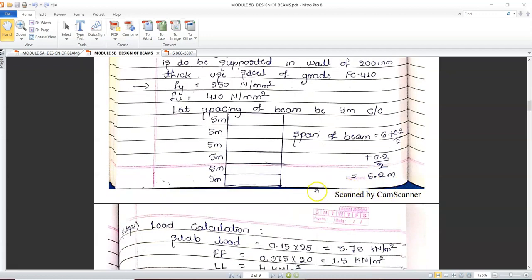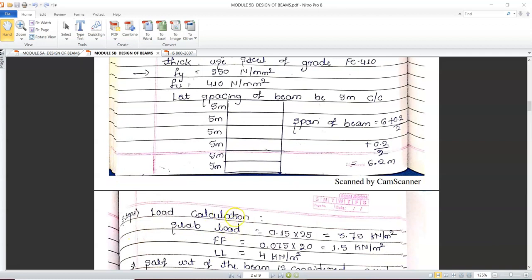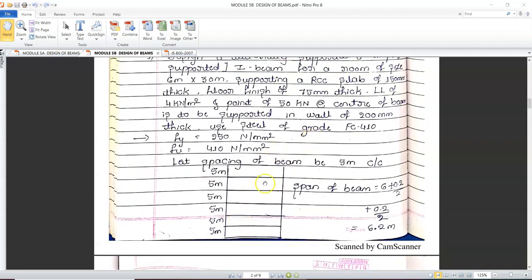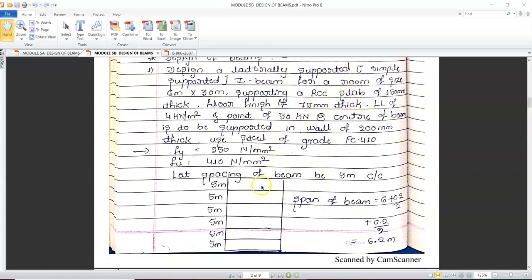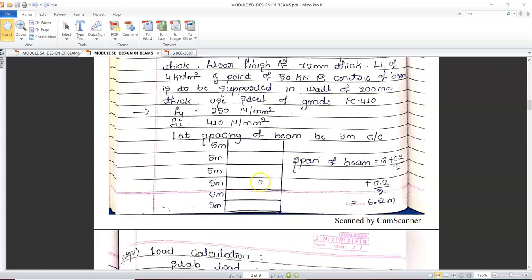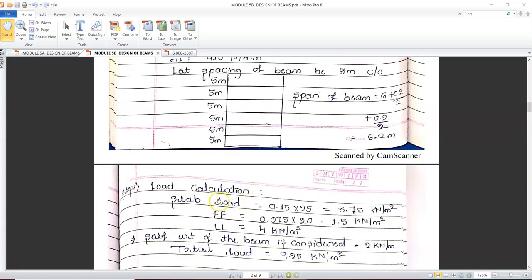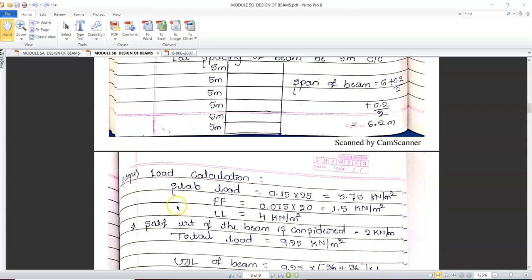Now in this case, what you have to do is calculate the load on the beam. Your beams are supporting the slab and floor finish. Now you have to calculate what is the load transferred from the slab. What will be the load transferred from the slab to the beams? Now we'll do it one by one.